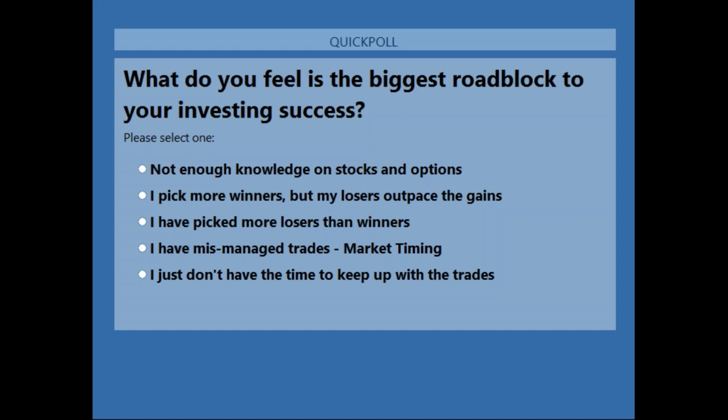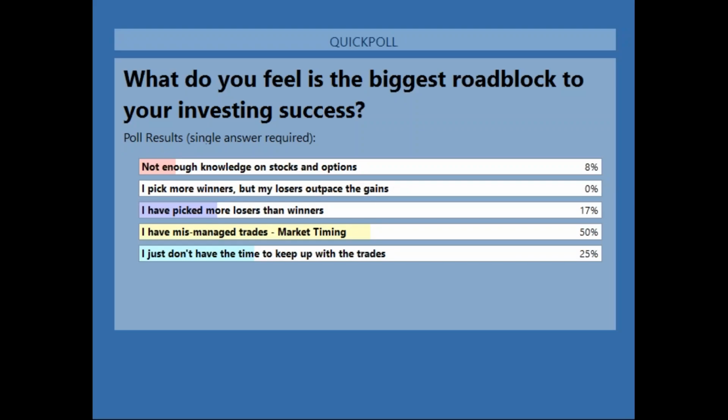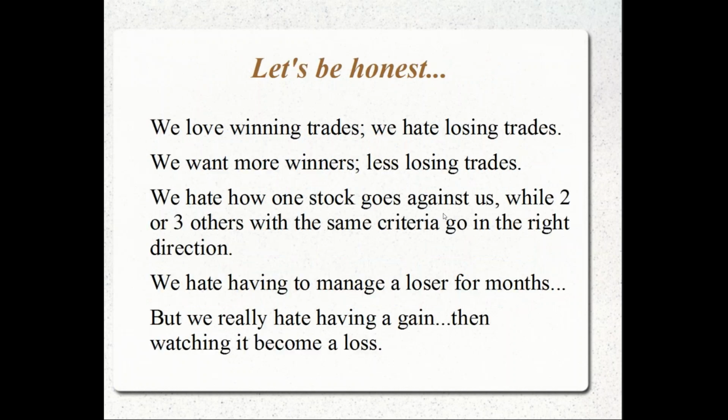All right, so let's go ahead and close that poll, and I want to share the results with everyone. 8% of you feel that you don't have enough knowledge about the stocks or the options right now. No one said that they picked more winners, but the losers are outpacing the gains. Well, 17% of you have picked more losers than winners and are falling behind with the strategy that you're using. 50% of you feel that you've mismanaged trades. Market timing is an issue. And 25% of you also feel that you just don't have the time to manage the positions. Okay, well, let's go ahead and hide that there. We're going to try to solve the problem for everyone.